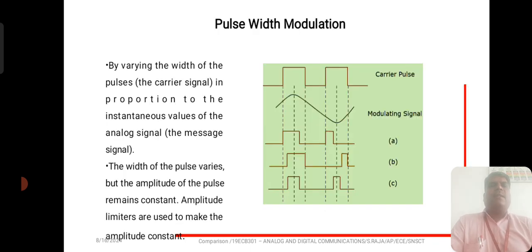Pulse width modulation: the width of the pulses of the carrier signal is varied in proportion to the instantaneous value of the analog signal, that is the message signal. Here the width of the pulses varies, but the amplitude of the pulses remains constant. Amplitude limiters are used to make the amplitude constant. So here only the width is changing; the remaining factors, amplitude and frequency, are constant.